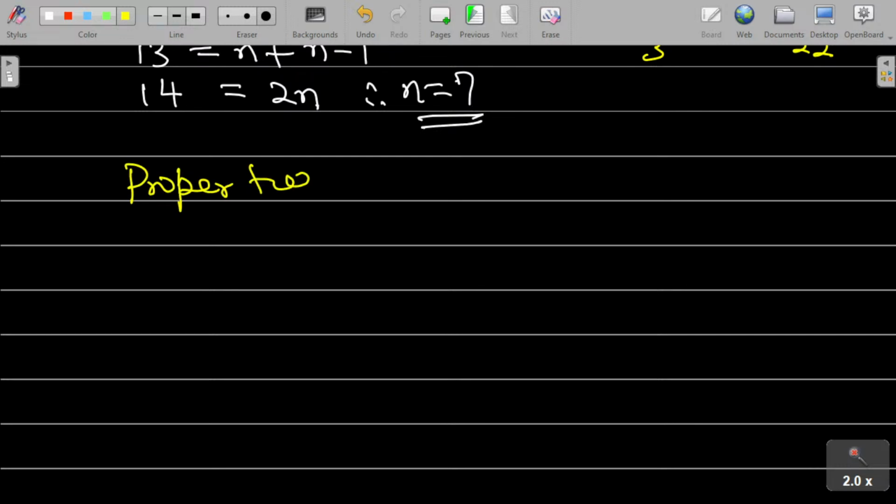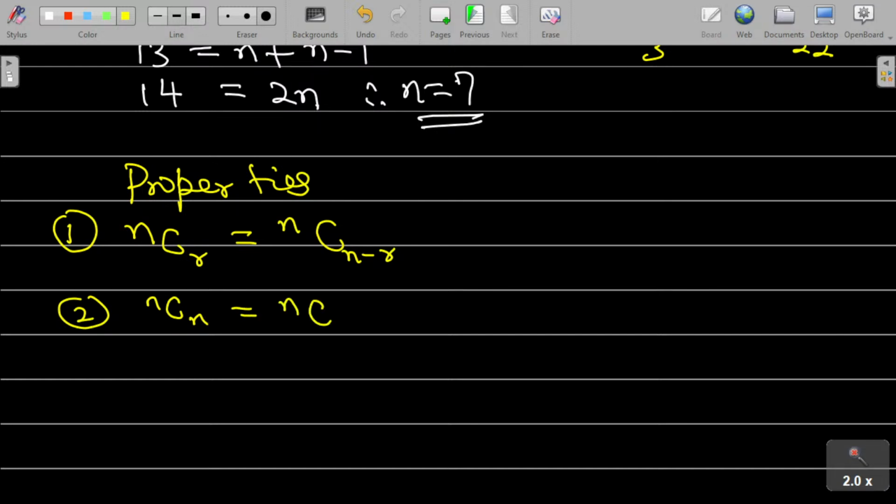Okay, so with that, let me now mention some of those properties of combinations which will help us do number 12. Now look at these properties. The first one, which I just talked about, n combination r is equal to n combination n minus r. Number 2, look at this one. It's very important. n combination n is equal to n combination 0, which is equal to 1.